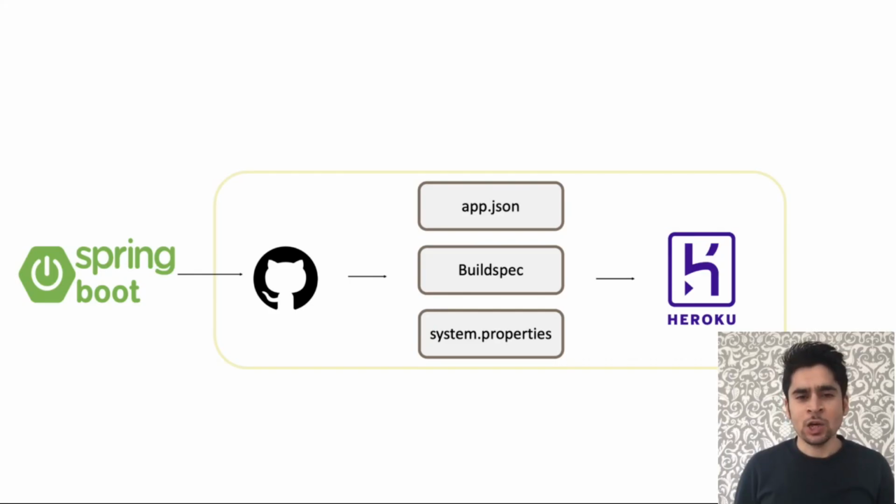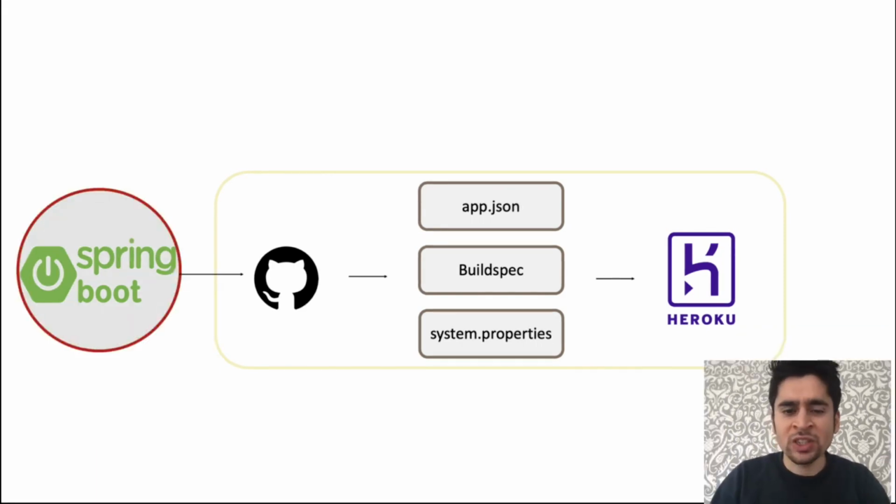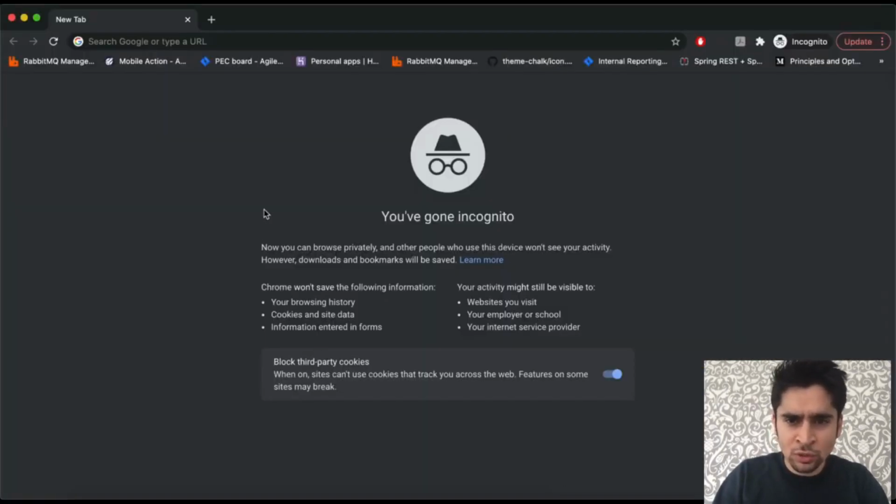In this lesson, we will create a Spring Boot application, then we will deploy it to Heroku. We will go on step by step. Let's begin. In this section, we will create our Spring Boot application and we will import it to IntelliJ.